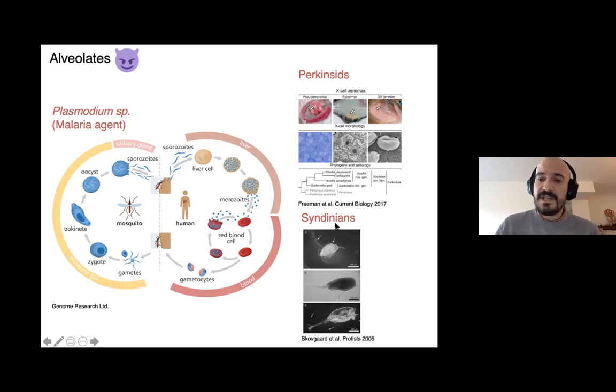And we have also the Syndinians. Syndinians are a very interesting group related to, well, they are indeed dinoflagellates. But they are parasites. They can be parasites of dinoflagellates, and also they can be parasites of copepods, copepods being one of the most abundant animals on Earth, and they can parasitize also other organisms such as corals. And this group happens to be very abundant as well in the water column because of their role as parasites of dinoflagellates.